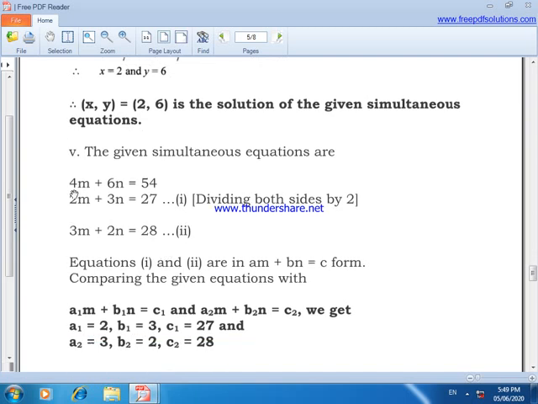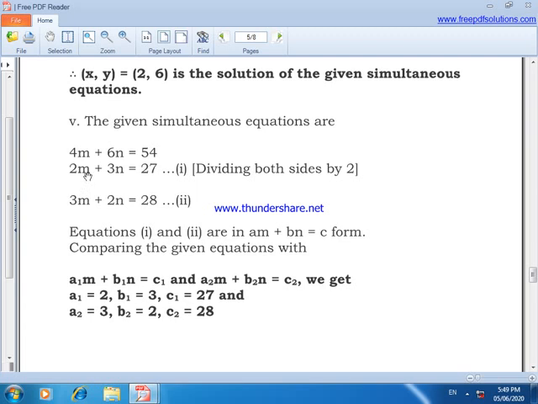Then question number 5: 4m + 6n = 54, 2m + 3n = 27. In this first equation, 4m + 6n = 54, all the terms are divisible by 2. So 4 divided by 2 is 2, 6 divided by 2 is 3, and 54 divided by 2 is 27. So the equation 4m + 6n = 54 in reduced form becomes 2m + 3n = 27, and the second equation is 3m + 2n = 28.